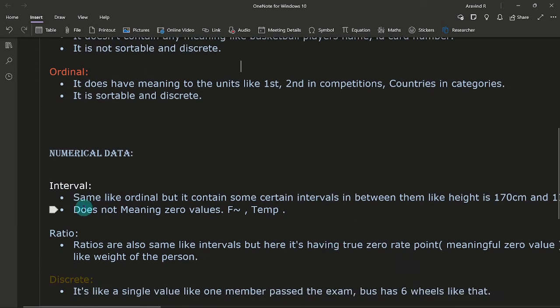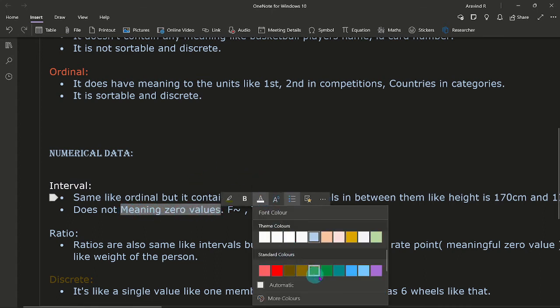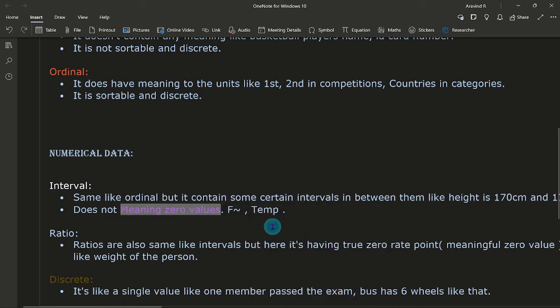Okay, so it does not mean zero values. What is it? It does not have meaningful zero values. You may be confused. Simple, guys. If a zero value is present in an interval data type, it doesn't make any sense.